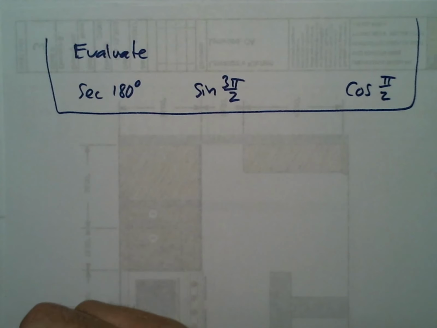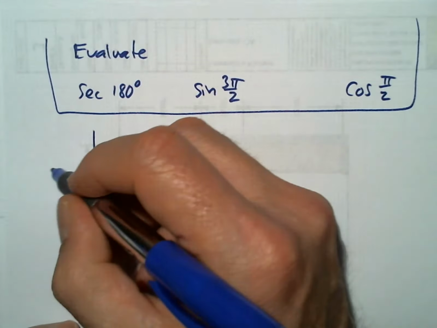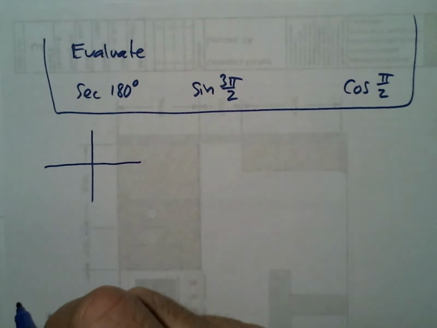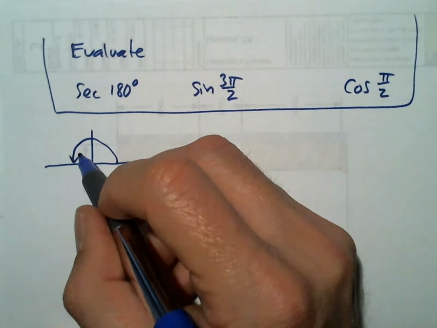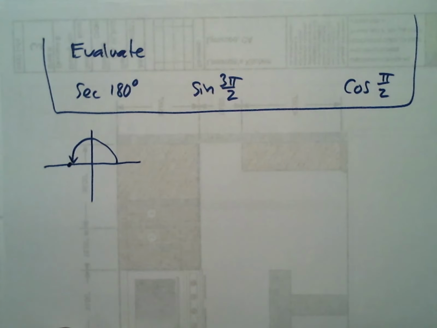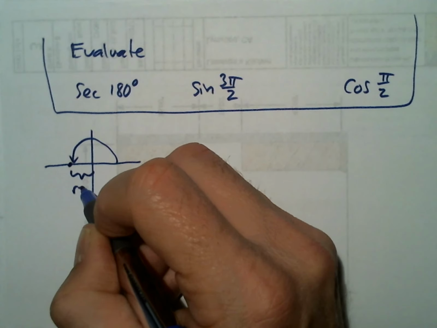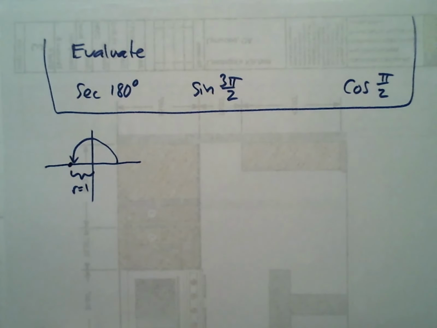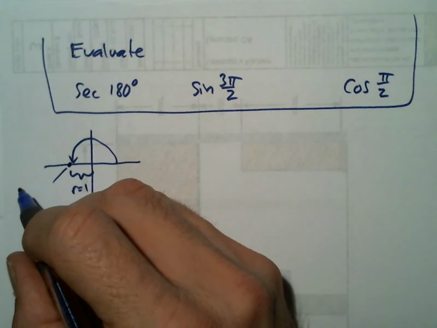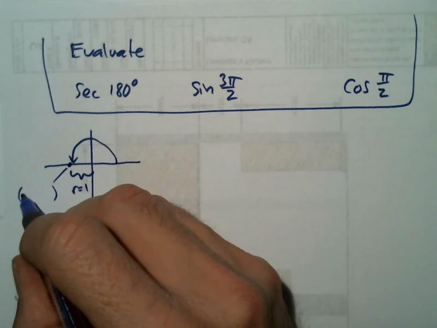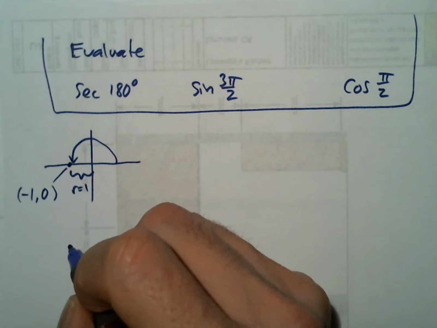Alright, and so we're going to do the same thing. We just have to find out where that angle is, find the x, y, and r, and then evaluate. So 180 degrees, we're going to go right there, and let's just let r equal 1 because that's easier. We could let r equal anything, and whatever the radius is, that tells us what the points will be. The x is -1 and the y is 0.